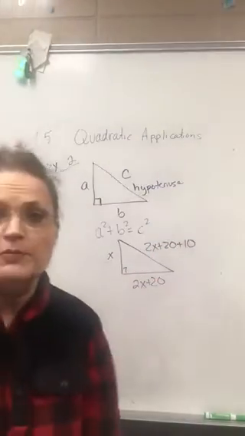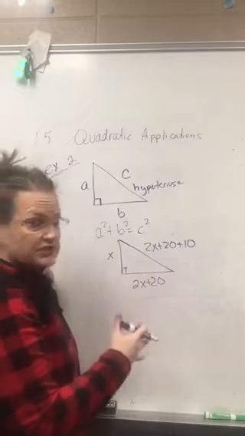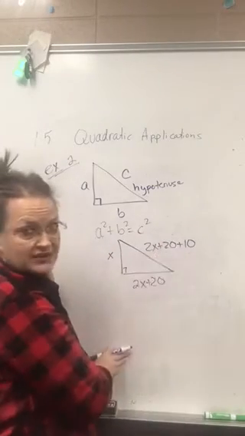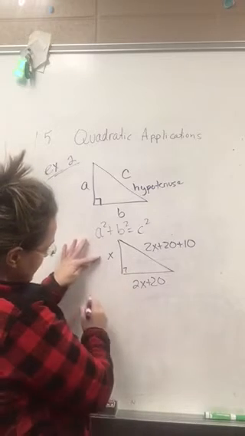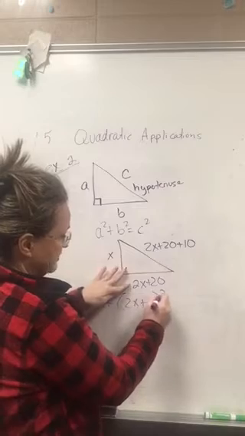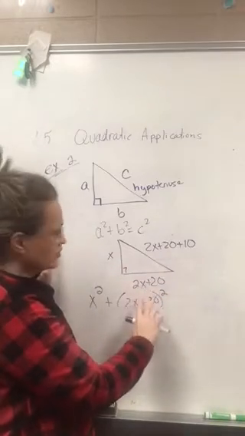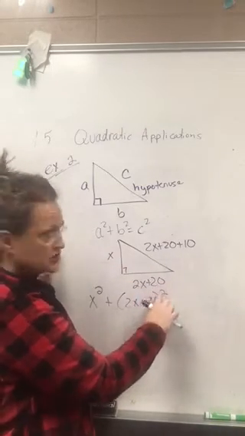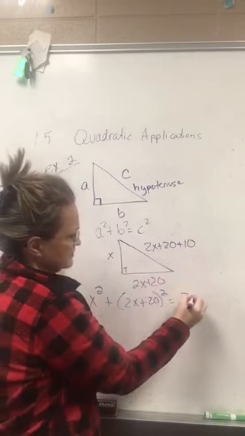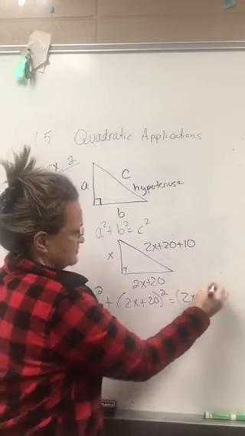So now we've got it all represented, and now we can put it into our equation. We know the truth is this squared plus this squared should equal that squared. So let's say x squared plus quantity, now you will need to have that in a parenthesis. It's both terms combined, then squared, equals the hypotenuse. I'm going to call that 2x plus 30 squared.